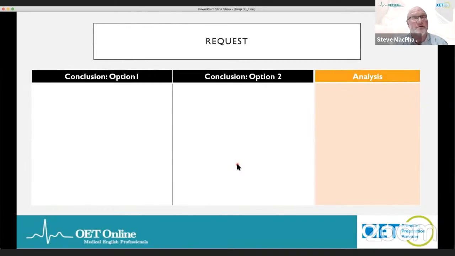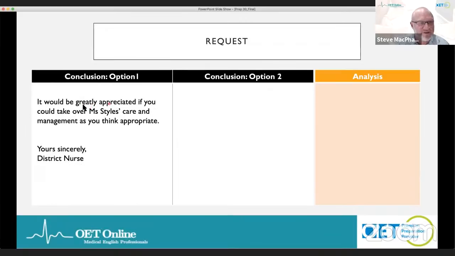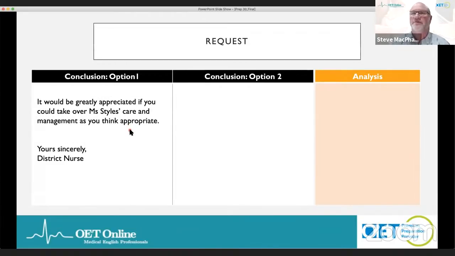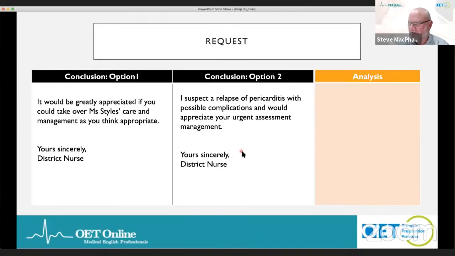Okay, we come to our request, everyone, the last part of our letter. Hopefully we've got through all this with a little bit of time to spare to complete our request. I've got two options here for you, a very standard one. It would be greatly appreciated if you could take over Ms. Stahl's care and management as you think appropriate. Now, that's quite good here. You're writing to a consultant. The consultant will know what to do. So as you think appropriate, very respectful. Yours sincerely, district nurse.